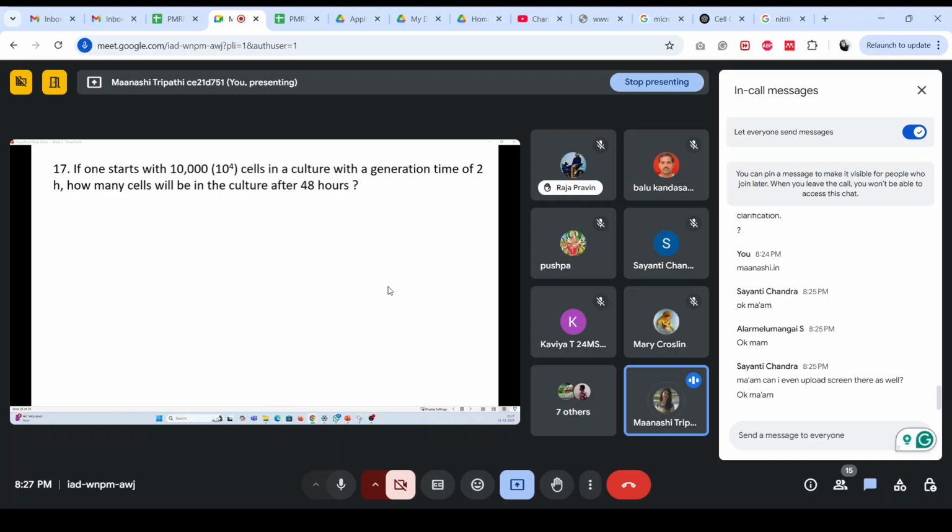Here we won't take the decline phase. We will just talk about the log phase. In such questions, we ignore the lag phase, stationary phase and decline phase. We just talk about the log phase. So please take some time to solve this question.